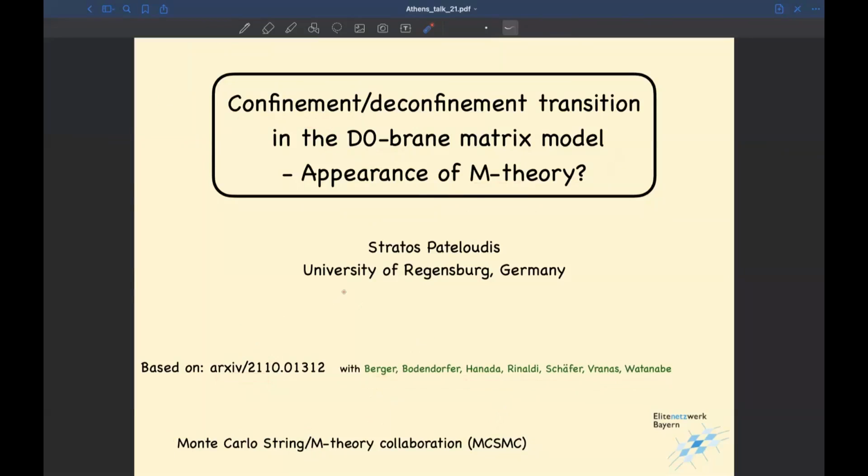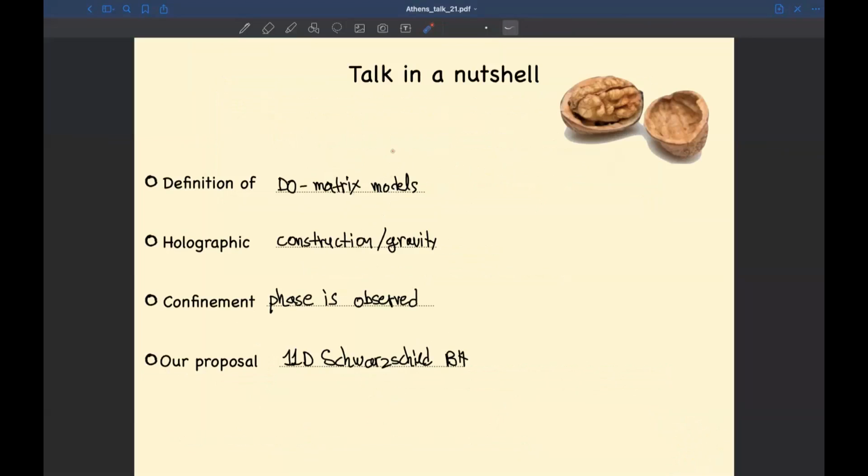In a nutshell, I would like to describe how my talk will go. I will start with the definition of these zero-brane matrix models. Then I will discuss the holographic construction of these models and how the degrees of freedom organize themselves to produce gravity data. After this explanation, I would like to give some results where we have observed the confinement phase in the BFSS model, and try to understand what this confined phase is. We propose that this could be related to an 11-dimensional Schwarzschild black hole.